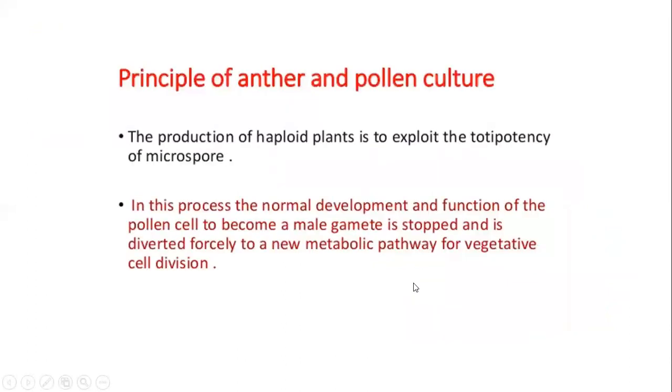The principle of anther and pollen culture is the production of haploid plants. It is to exploit the totipotency of microspore. What is totipotency? Totipotency is the power of a cell to give rise to a whole organism.